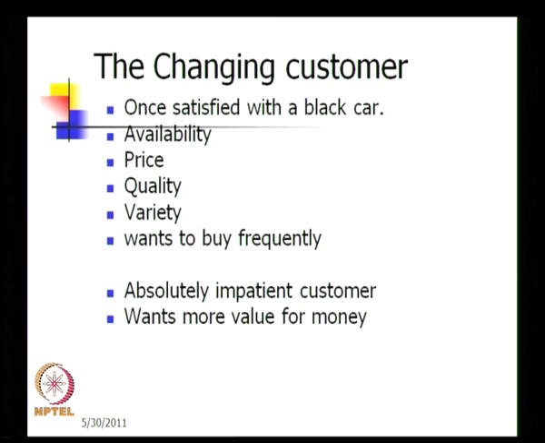Also means today that the customer wants to buy frequently simply because new products with similar and better features are now available. One could see examples of that in automobiles, in phones, in computers, in television and other products. There is a need to buy something frequently simply because new products are available and the customer's buying power has increased.